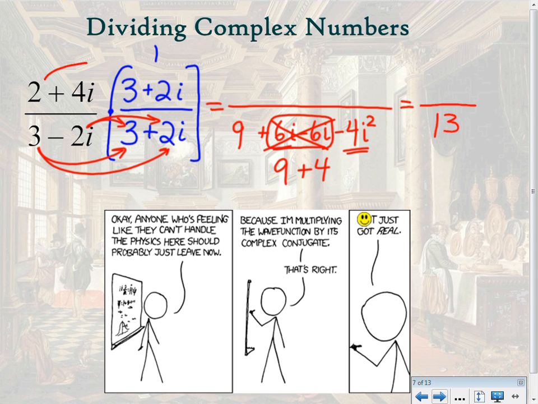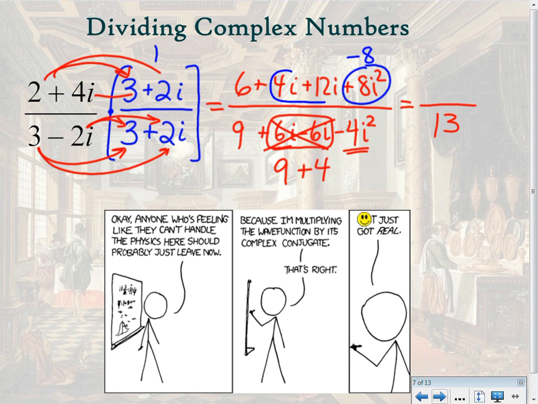On the numerator, I'm just going to be careful of multiplying everything through. 6 plus 4i, 12i, and finally 8i squared. 8i squared is really the same as minus 8. These of course won't cancel, but they'll combine, and I have 6 minus 8. So I have negative 2, and I have 16i. The only part I would change to this answer is that I want it in that a plus bi form. I want to separate the real part from the imaginary part.